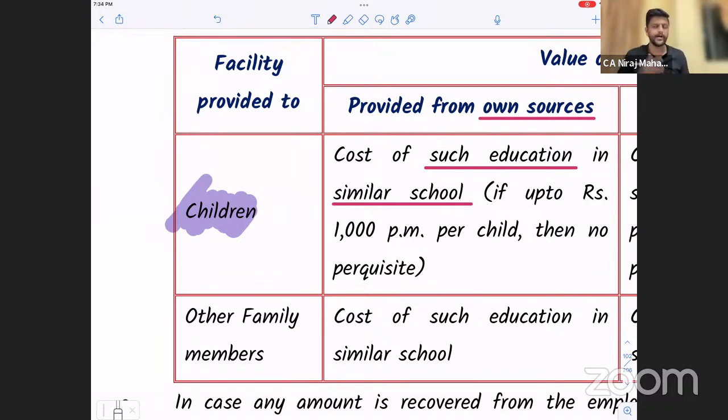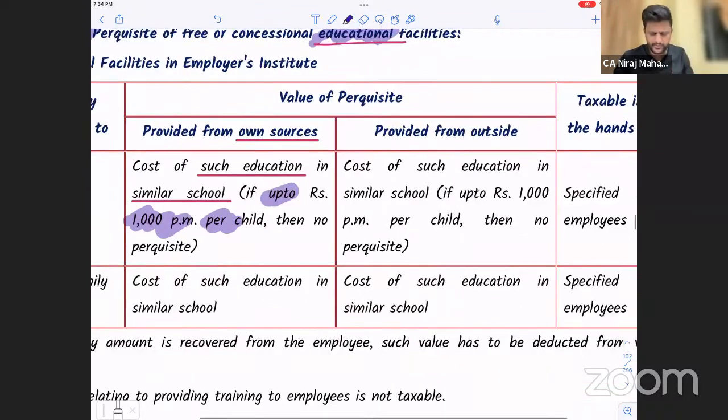However, if the cost of such education in a similar school, meaning the fair market value, is up to rupees 1,000 per month per child, then there is no taxability at all in the hands of the employee. Yes, till here? So what is the valuation of the perquisite? Fair market value. And how much are we exempting? Rupees 1,000 per month per child. Okay, till here?